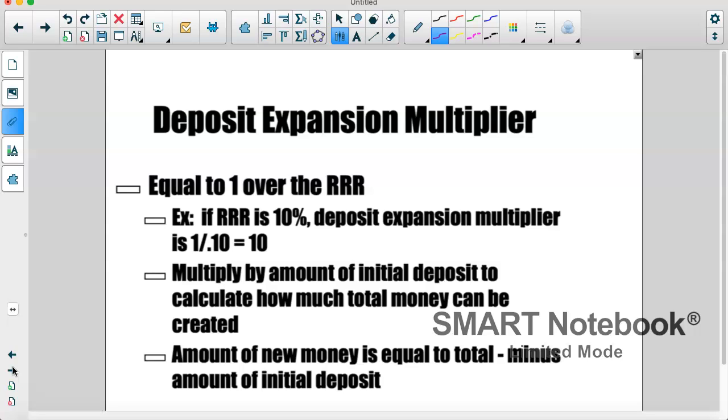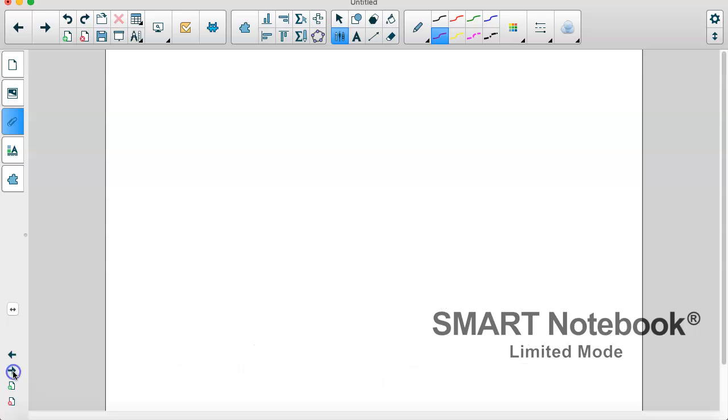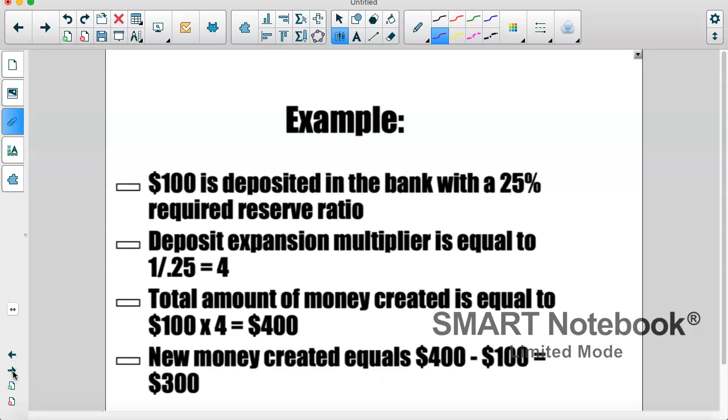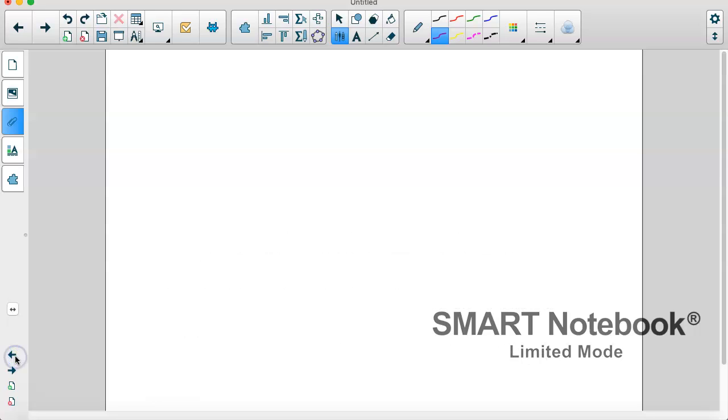Basically what this is, you're going to take the number 1 and put it over the RRR, okay? That is going to give you a multiplier that you can use to see how much total money is going to be created, and you can find out how much new money the economy actually made. So here's an example. Let's do this example right here. A $100 deposit in the bank with a 25% required reserve ratio. Okay?